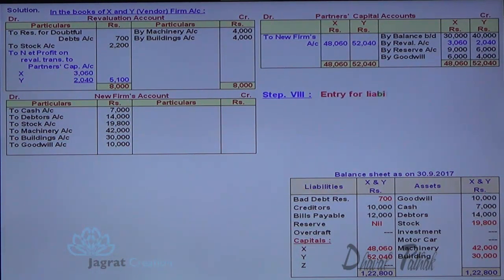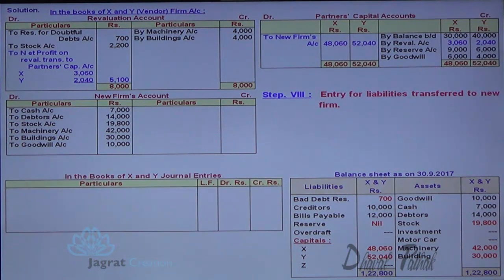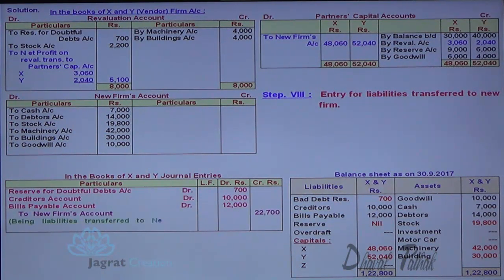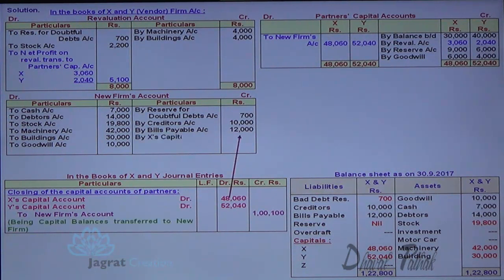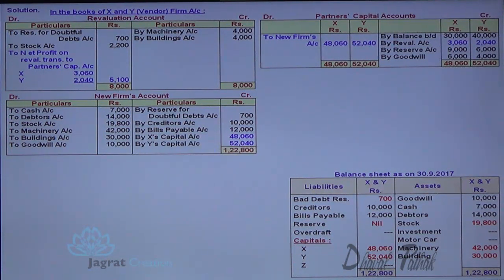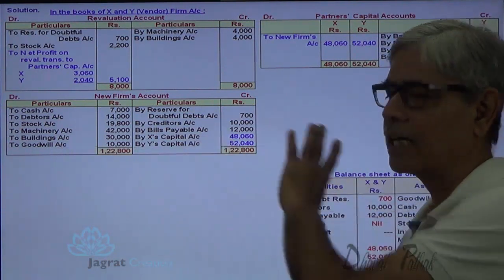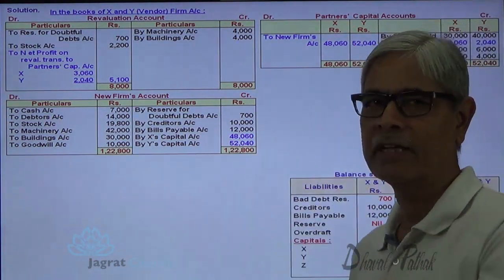Now next, entry for liabilities transfer. So bad debt reserve account debit, creditors account debit, bills payable account debit, to new firm account credit. All the credit liabilities and provisions transfer to the new firm. New firm account is credited for that. Now transfer of capital balance. X capital account debit, Y's capital account debit, to new firm account credit. The total of new firm account on both sides will be the same, 122,800, 122,800.